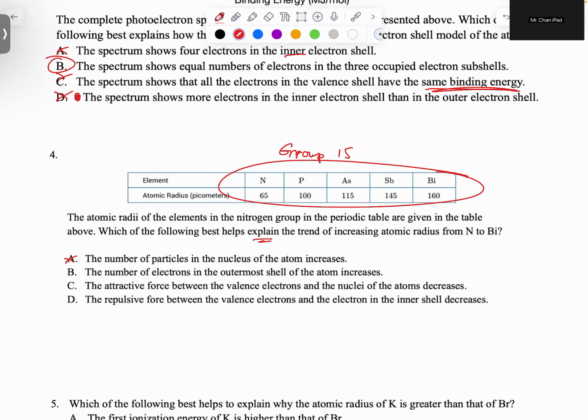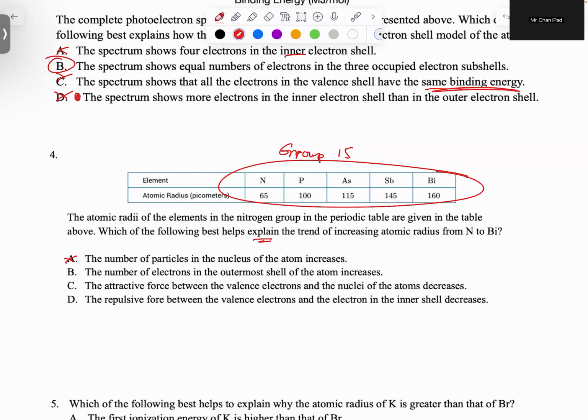It says, A, the number of particles in the nucleus of the atom increases. It is factual, but it's not the explanation. Actually you should know why the atomic radii will increase from nitrogen to bismuth: because of the increasing distance or energy levels, right? Yes, there are more protons, but that's not the reason. It is the energy levels. So now you have a little answer hovering over your head. You know what to anticipate, and now you go ahead and anticipate.